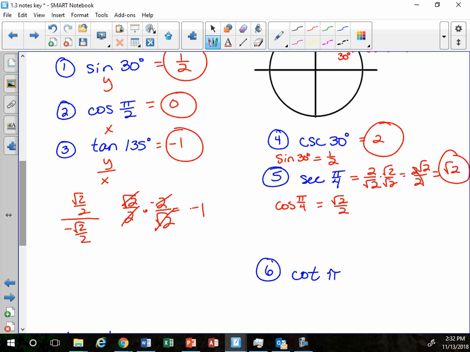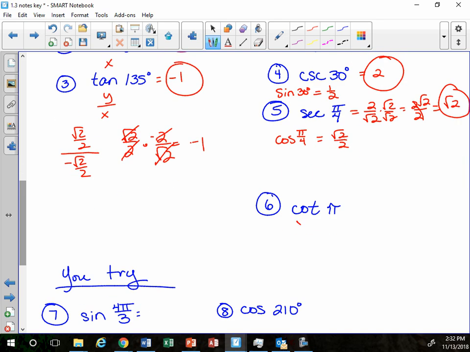Okay? All right, cotangent of pi. Where is pi? Pi is 180. It's over here. What's the ordered pair there? Good. Cotangent is x over y, right? So that's -1 over 0. That's no good, right? I guess it's undefined.